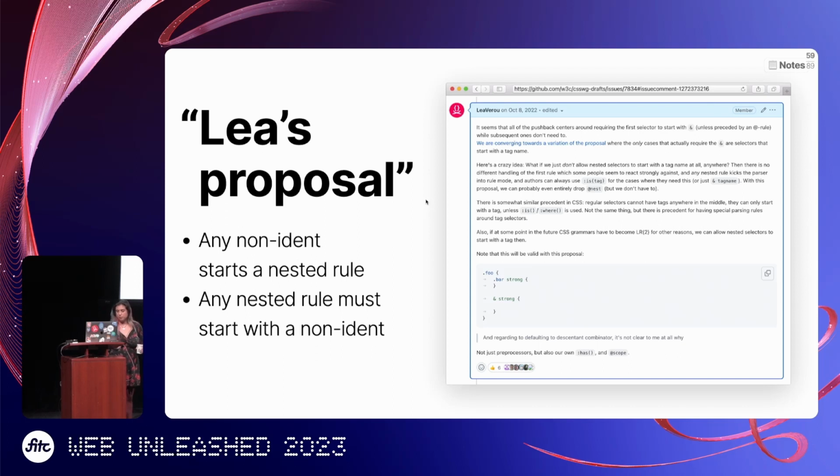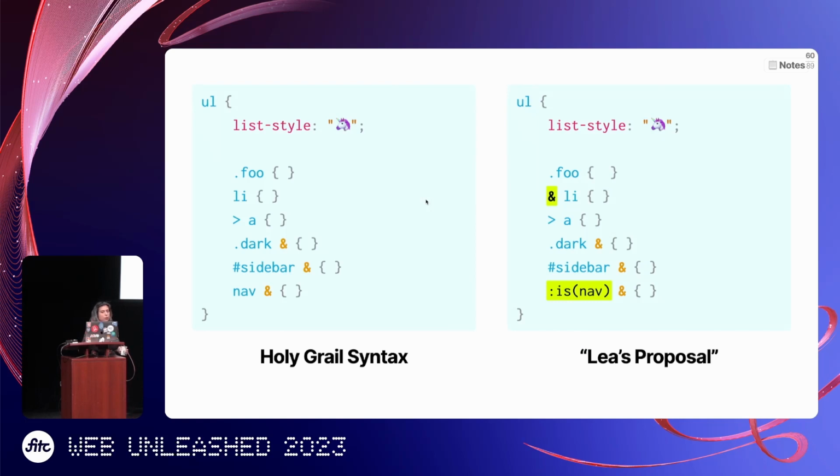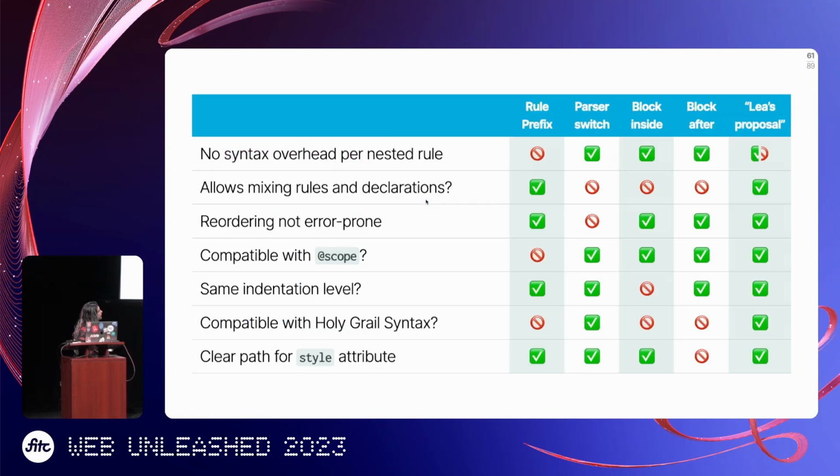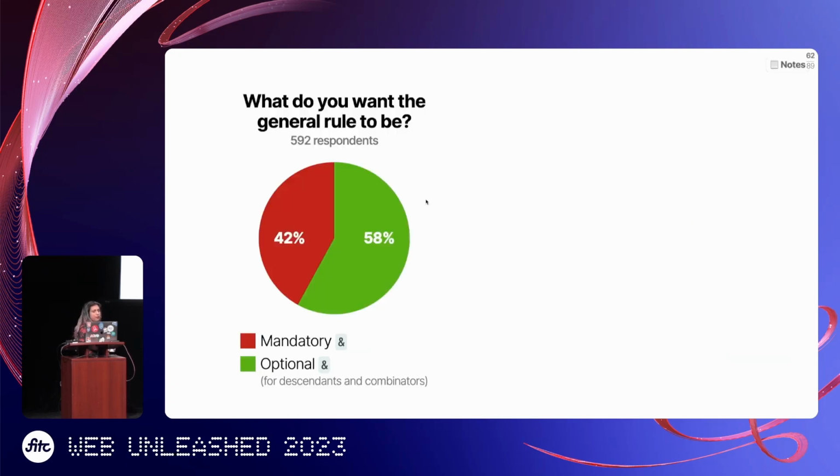Is it a period? Is it a hash? Is it a colon? Anything that is not an ident starts a nested rule. And any nested rule must start with a non-ident. If your selector starts with an ident, you have to write it in a different way, either by starting with an ampersand or rewriting the type selector with an :is() or :where() or something like that. So it had the most commonalities with the Holy Grail syntax. It fixed most of these issues and addressed most of these considerations. So it got a lot of very positive response.